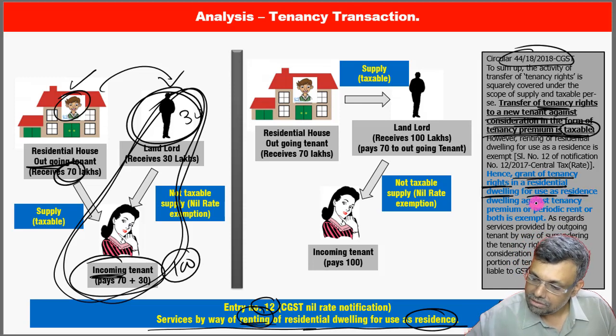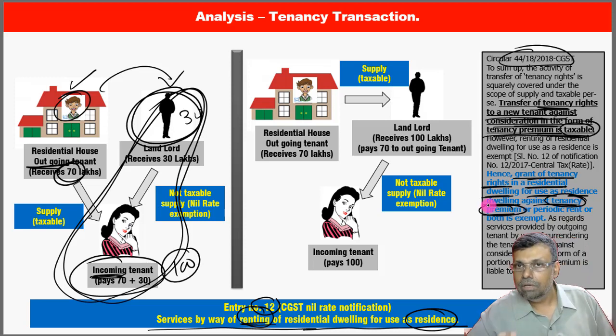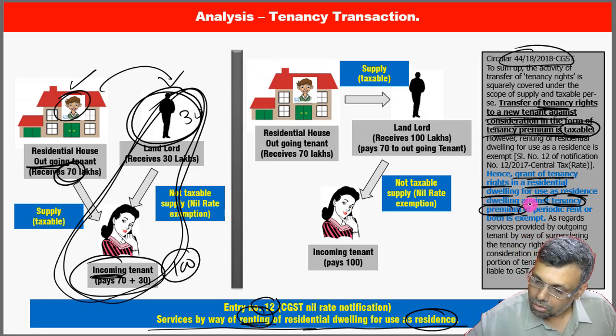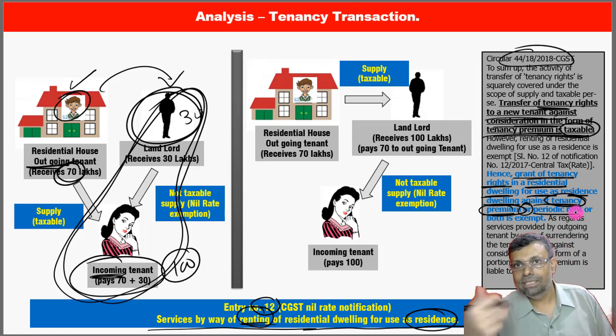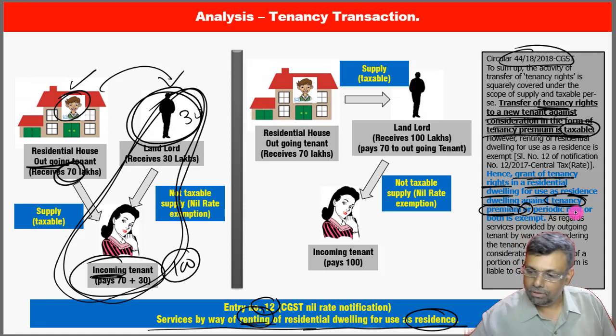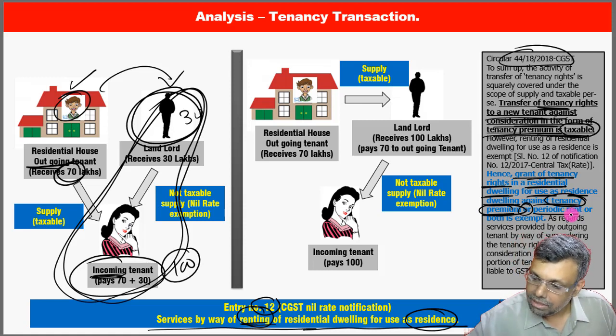For the use as residence, as a dwelling, against the tenancy premium. Look at this, against the tenancy premium. So the lump sum figure I'm telling you about is called a tenancy premium, or the periodic rent. At the time when you are accepting the tenant, you take a premium, which is a fixed handsome amount, and once he becomes your tenant, you charge him a periodic rent, an amount per month.